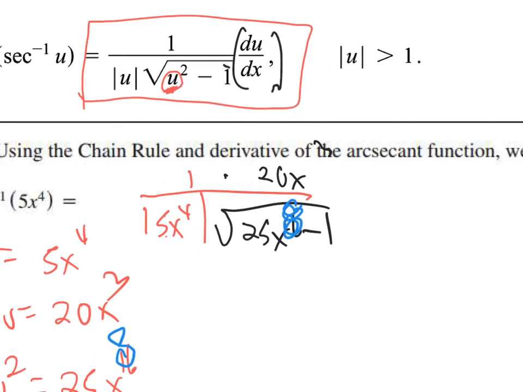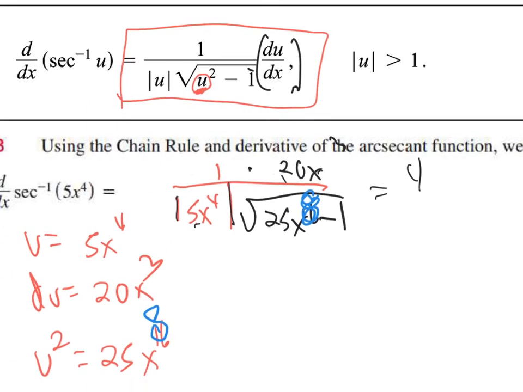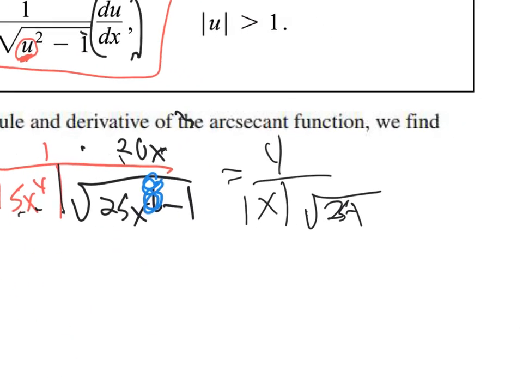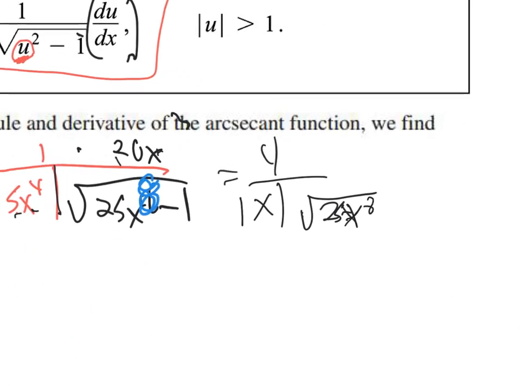Because the absolute value, I told you, is always positive. So 20 divided by 5 is 4. x cubed was over here, wasn't it? Yes. And I have x to the 4, that leaves an x down here. Since it's just x to the 1, I would probably put it in absolute value just to make sure. And then you've got the square root of 25x to the 8 minus 1. That works for me, I think.